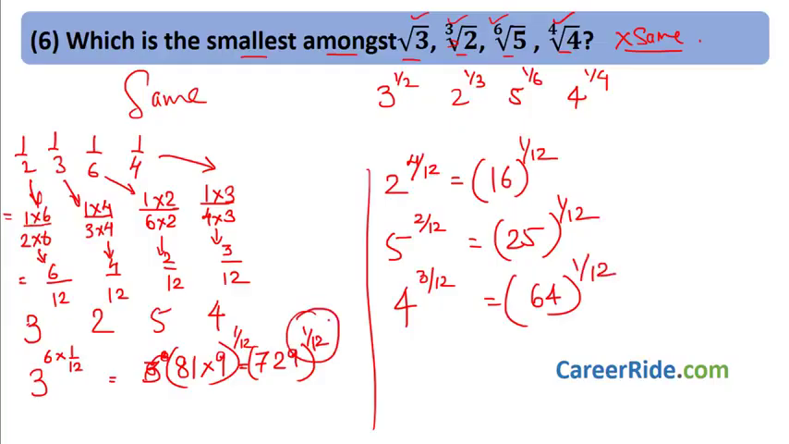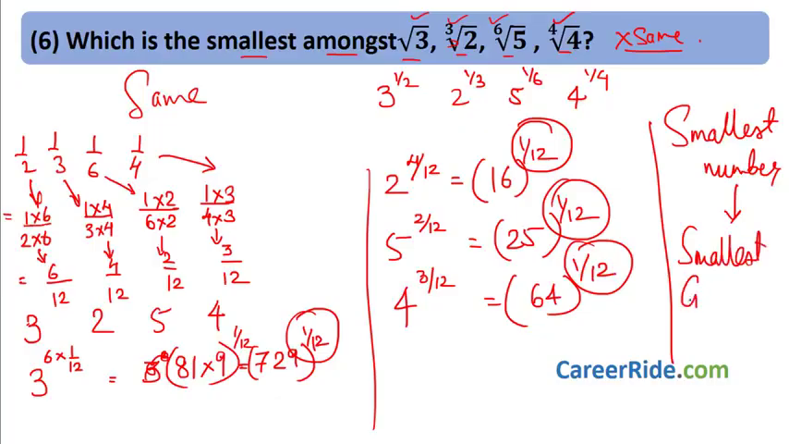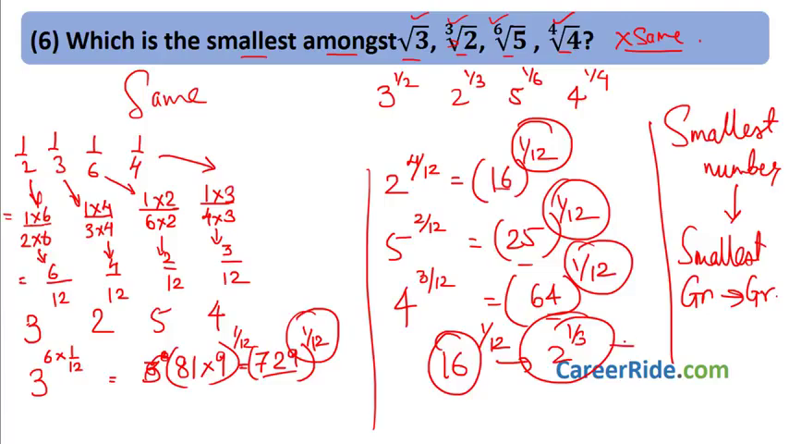Now we have the surds as same, okay. So when the surds are same, smallest number is the smallest, greatest number is greatest. Which is the smallest number? There is 729, 16, 25 and 64. 16 is smallest, so 16 raised to 1 by 12 is smallest, and so 2 raised to 1 by 3 is the smallest over here, okay.